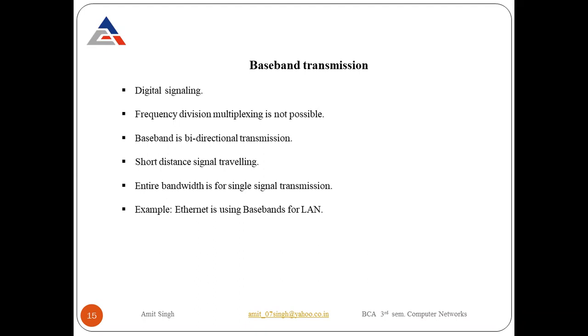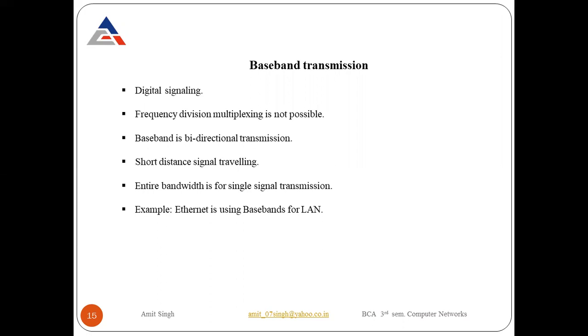Bi means both sides the data can be sent and received. Short distance signal traveling. What does it mean? Baseband transmission can be used in the case of short distance. Whenever we want to send the data a short distance, then we use the baseband transmission. Clear? Entire bandwidth is for single signal transmission. The complete bandwidth is used at the same time for sending a single signal from one end to the other end.